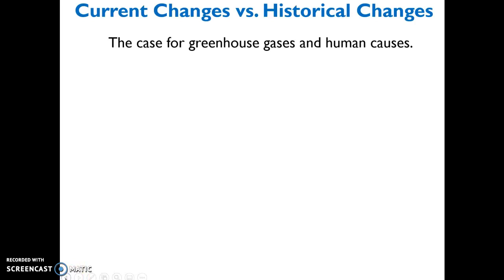Okay, I slid slightly out of order. I do want to mention here, and I believe it appears in a later slide, that the sun's solar output has actually been lower in recent times. So that is not a natural cause of these changes that are currently occurring. On the next set of slides, we will look at current changes versus historical changes.